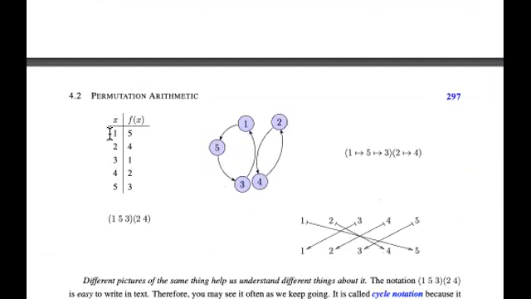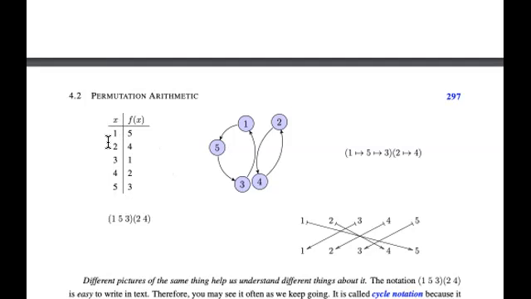This is a function from a set of 1, 2, 3, 4, 5 to itself, and it's injective because everything that goes to 5, there's only one thing that goes to 5, only one thing that goes to 4, only one thing goes to 1, only one thing goes to 2, only one thing goes to 3 here. And so it's injective and it's surjective because 1, 2, 3, 4, 5 are all hit. So this is a bijection. Now there's various ways of picturing this bijection.